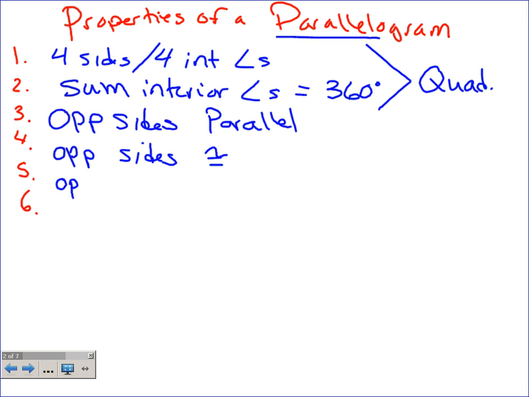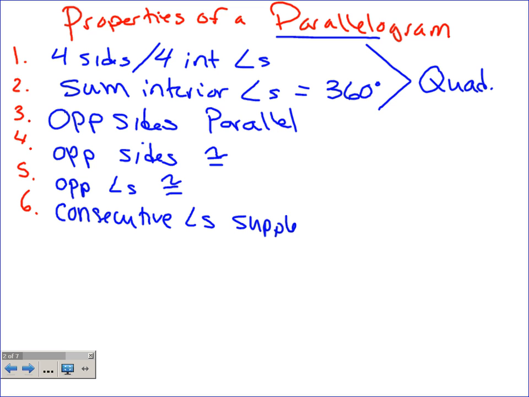What about the opposite angles? Opposite angles, they're also congruent. Okay? We're talking about opposite sides, opposite angles. Let's talk about, instead of the opposite angles, the consecutive angles. Consecutive angles, could they also be congruent, or do they have to be something else? They have to be supplementary. Okay? Supplementary. And this is where we're at so far.